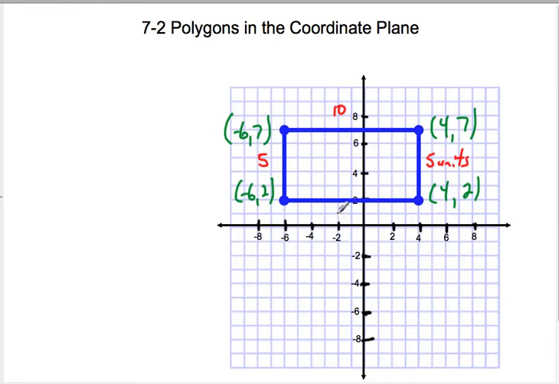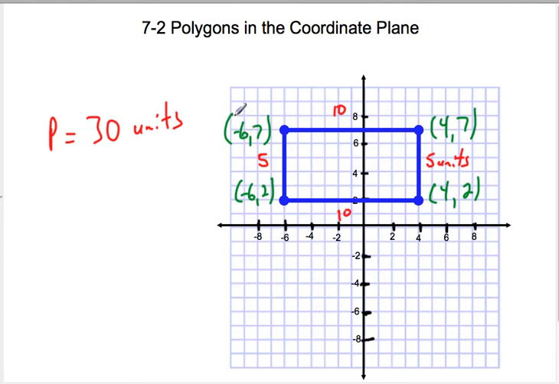So that's interesting. So the perimeter of this shape, after we've figured out all the dimensions, is 10 plus 5 plus 10 plus 5, which is 30. So the perimeter is 30 units.